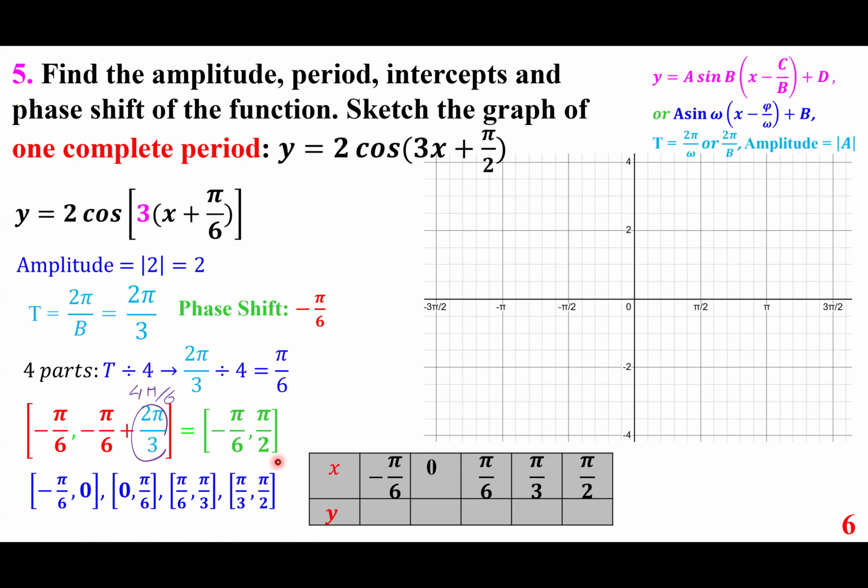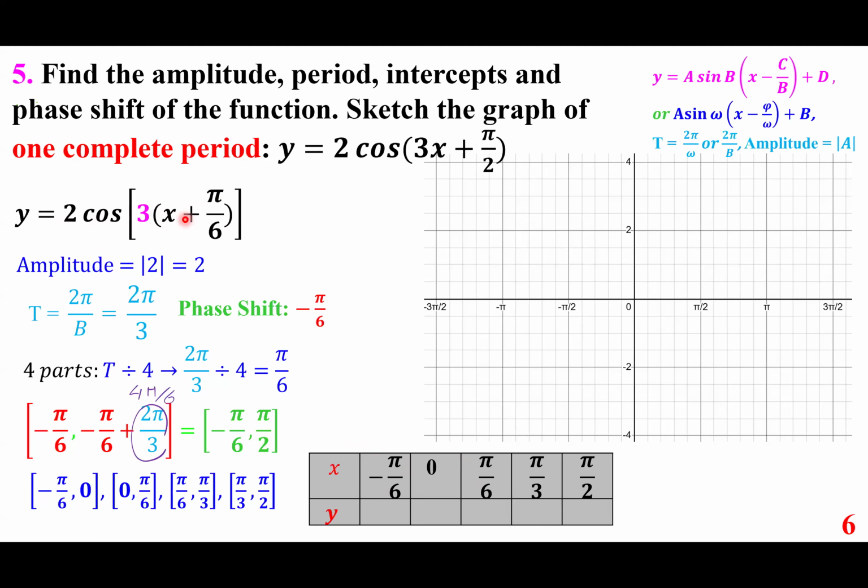And so let's evaluate them, starting with negative pi over 6. And it seems that it's easier here. If I put the negative pi over 6 here, I get 0. Cosine of 0 is 1, times 2. This is 2. If I put 0, this goes away. 3 pi over 6 is pi over 2. Cosine of pi over 2 is 0, times any number is 0. Okay. I do one more.